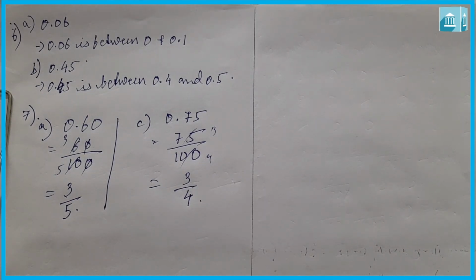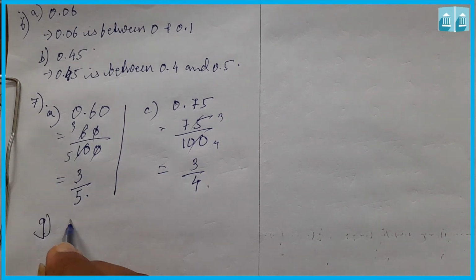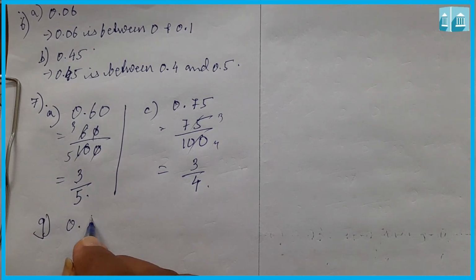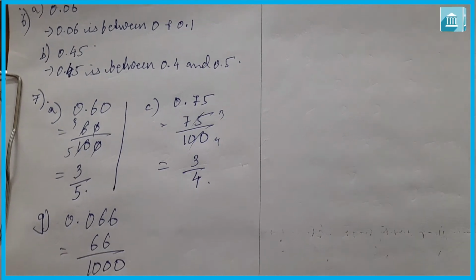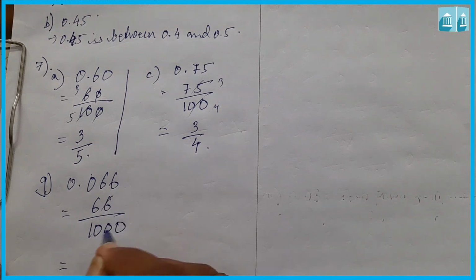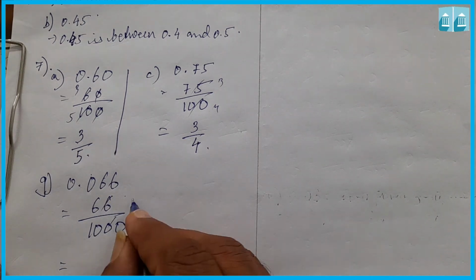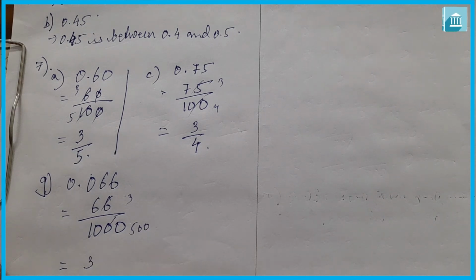Now let us do one more, the last one, that is G, 0.066. So this will be 66 upon 1000. Both are divisible by 2. When we divide by 2, it is 33 and 500. So this will be 33 upon 500.